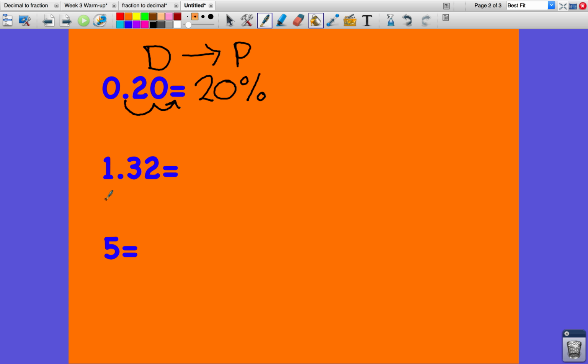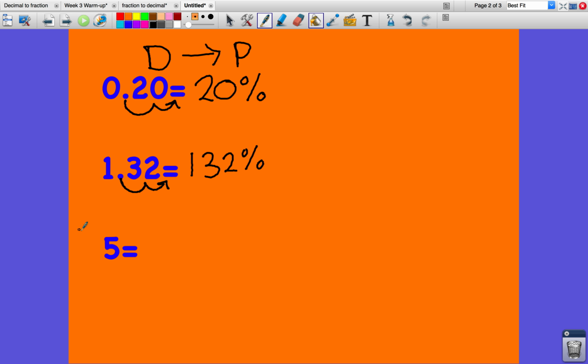Okay, I'm going to do the same thing for this problem. So I have 1 and 32 hundredths. I'm going to take my decimal and move it 2 spaces to the right. And so now my answer is going to be 132%.